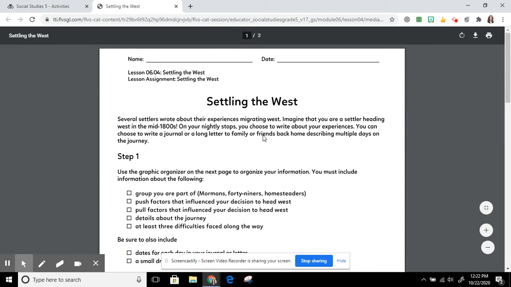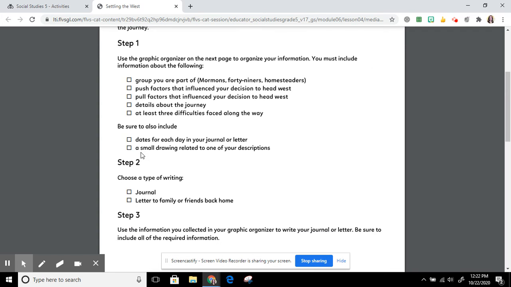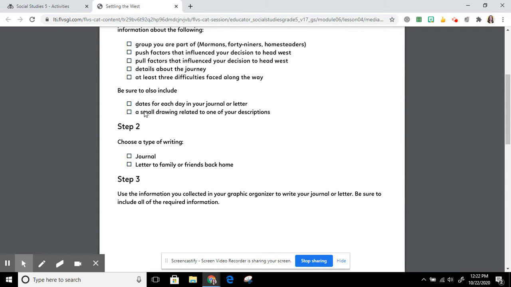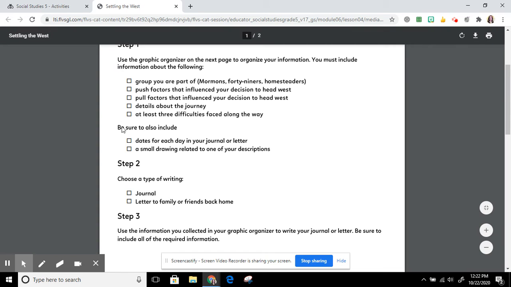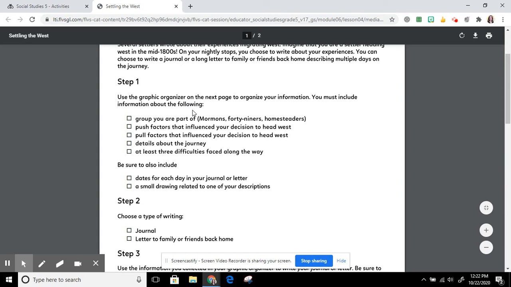So the first page, it's going to give you directions on what you need to do. So it gives you step by step of what you need to do. One thing I've noticed when we're doing projects that have steps that you need to follow, please make sure that you go through each of these steps and even check off as you complete them. So for example, step 1, it says use the graphic organizer on the next page to organize your information. You must include information about the following.